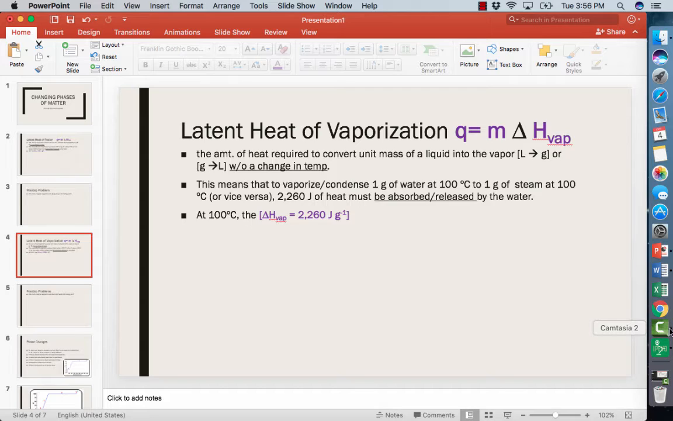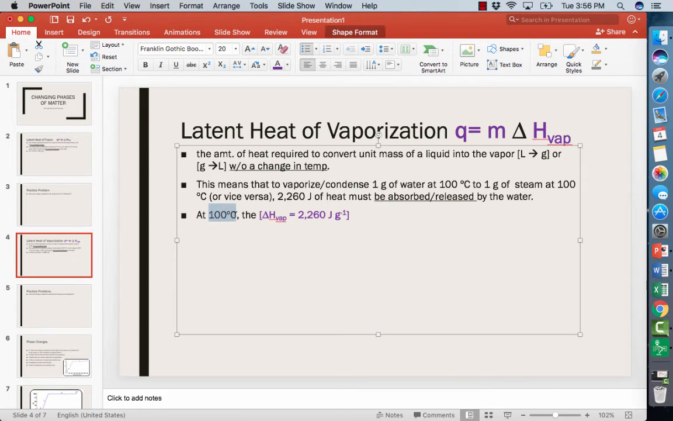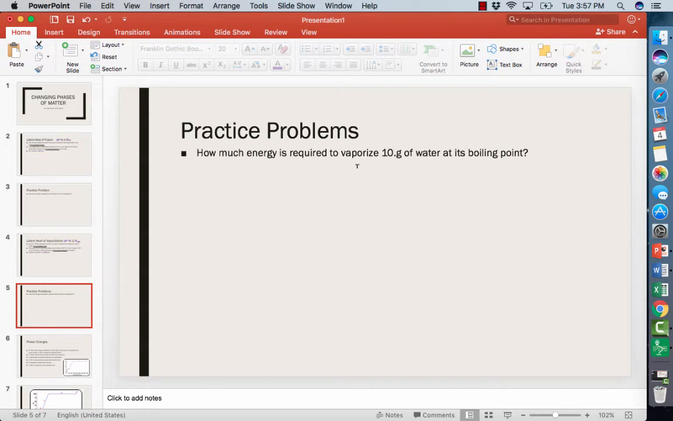For water specifically, the vaporization constant is 2,260 joules per gram. So for every 1 gram of liquid water, it would take 2,260 joules to heat it all up and turn it into a gas. If you want to go from a gas to a liquid, you would have to release that much energy from the system. And if it's vaporization, we're talking about liquids to gases, gases to liquids, we're going to be at the boiling point, which is 100 degrees Celsius. So as an example, how much energy is required to vaporize 10 grams of water at its boiling point?